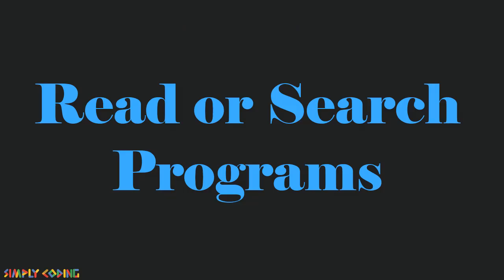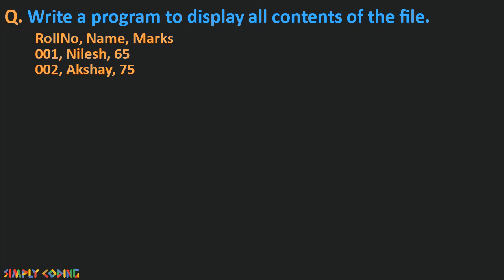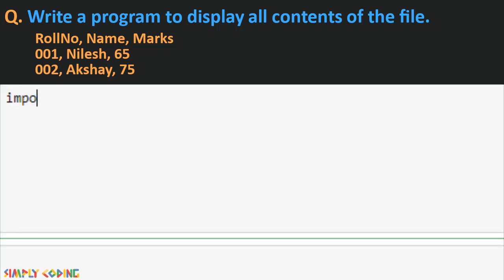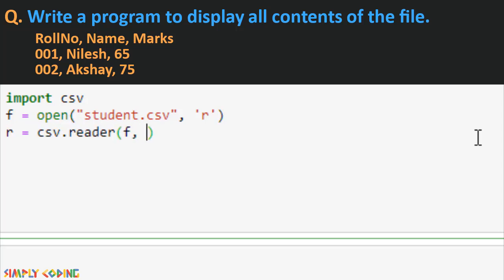Next set of programs are read or search kind of programs. We will start with the simple program where you have to read or display all the contents of file 1.txt which has comma as separator. We first import CSV module. We open the file given the read mode here and pass the file handle to CSV reader function along with the delimiter option. It returns to us the reader object.